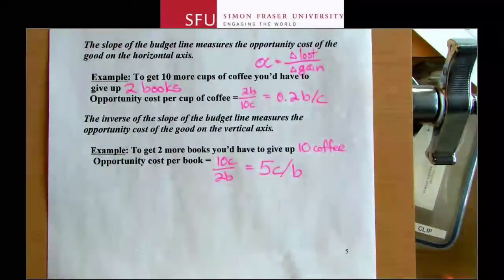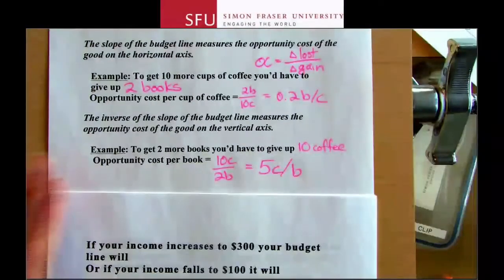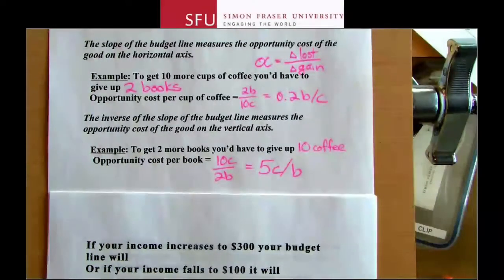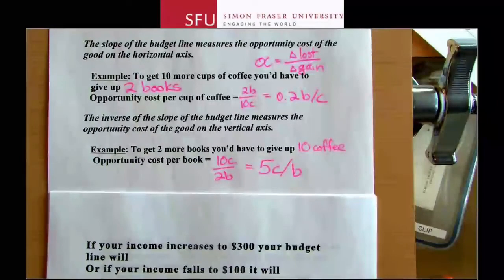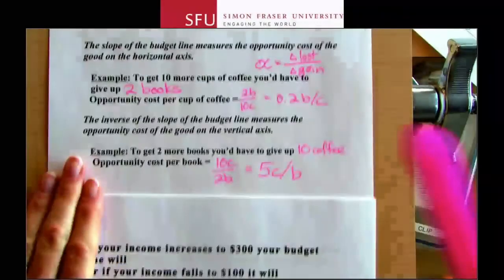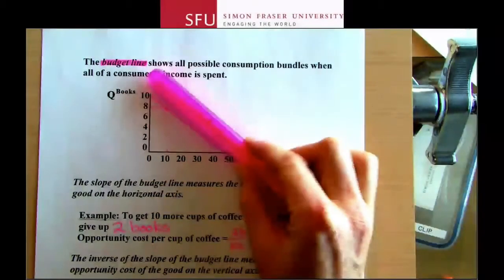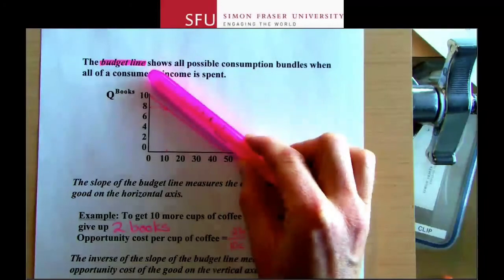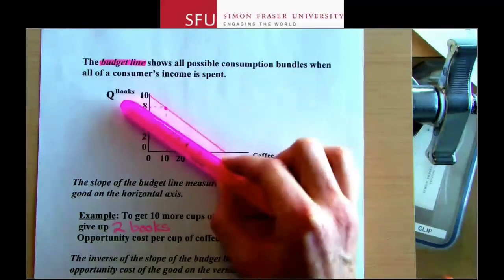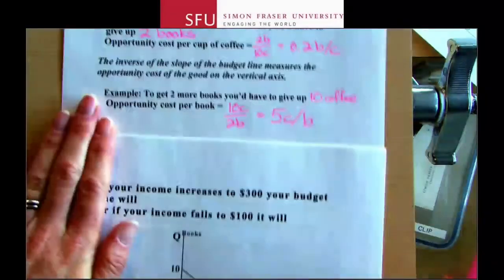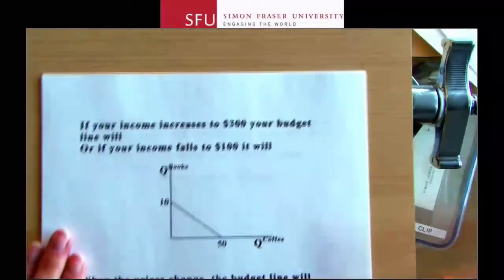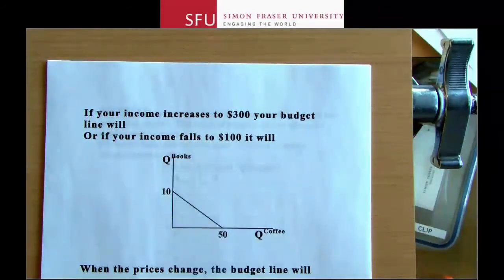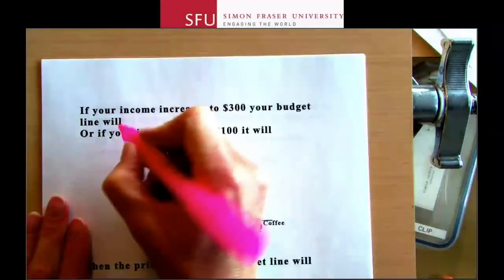Now, the last thing that's similar to the production possibility curve is that if there are more resources, the curve will shift out. Just like for an economy, when they got more resources for production, they could produce more. Now, if you, the consumer, get more income, you can consume more. Or if you lose income, then you consume less. Here, if your income increases to 300, so it was 200 before, then the budget line would shift out.